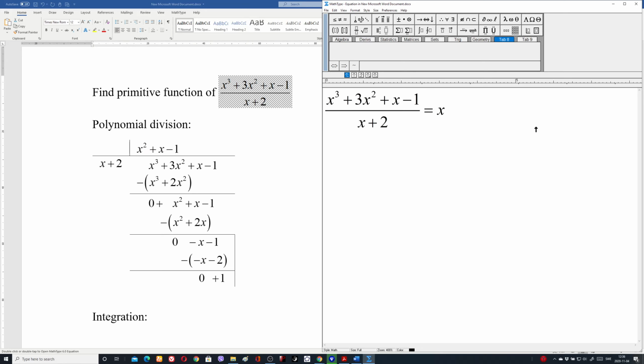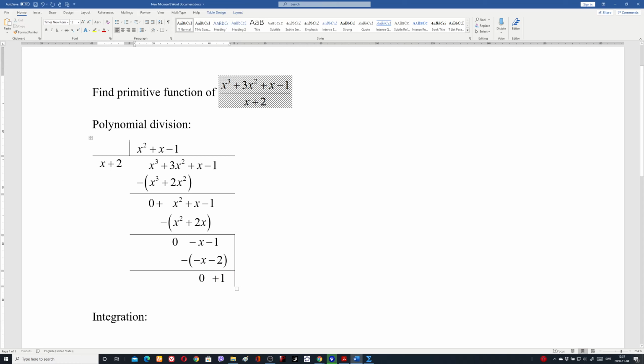This one is x power 2 plus x minus 1 and plus 1 divided by x plus 2. So this one here, plus 1, is the rest. We call it a rest. Let me write here: rest. Okay? Rest.